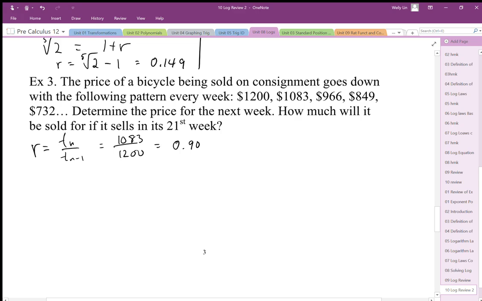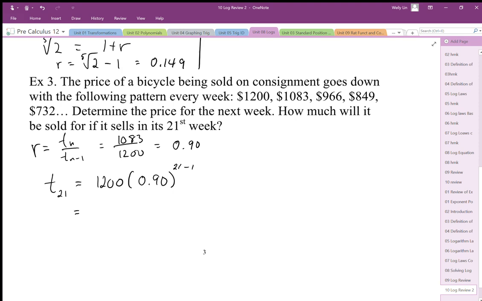each successive week. So if we continue this, we want to know the 21st week, so it's going to be T21. This is the first week, second week, etc. We start with 1200, and we're going to apply that growth factor of 90%. To go from 1 to 21, it's 20 times, or we can use the formula 21 minus 1. So to go from the first term to the 21st term, there are 20 steps to get there.